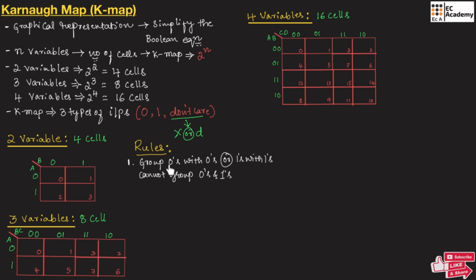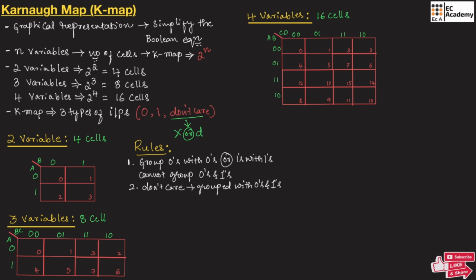You can group zeros with zeros when you are considering product of sums expressions, or you can group ones with ones when you are considering sum of products expressions. So you cannot group the zeros and ones together. Don't care can be grouped with zeros and ones.